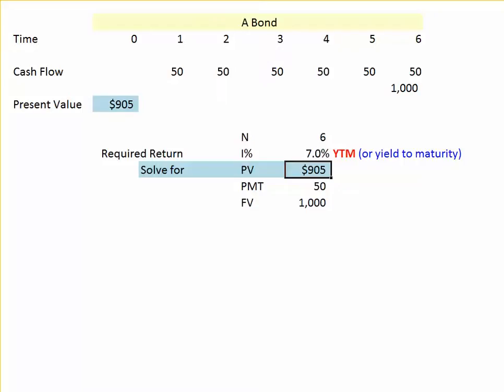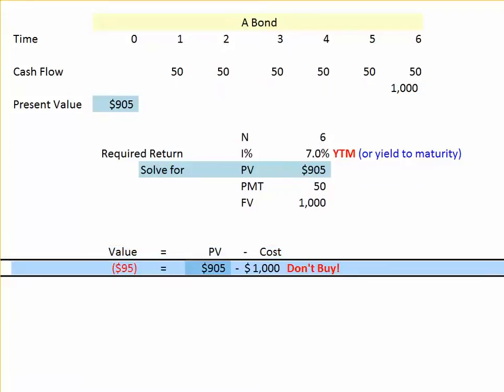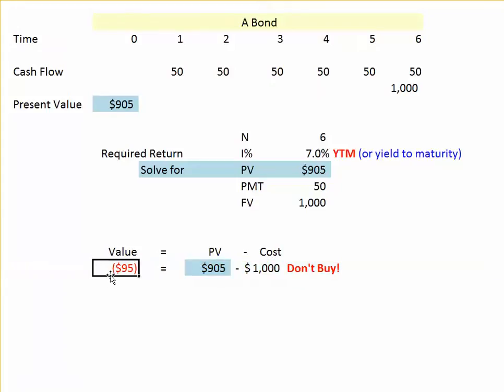Now, in deciding whether or not we want to buy the bond, we would want to compare its present value, its $905 value, with the bond's cost or the bond's price. If the bond was currently selling for $1,000, in other words, that was its market price, and we've determined that we require a 7% return, therefore it's only worth $905 for us, we wouldn't want to buy the bond because it would have a negative value of $95.